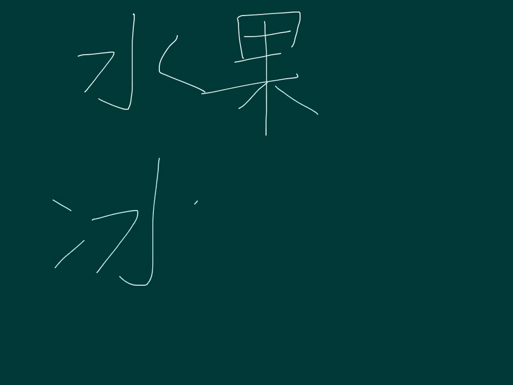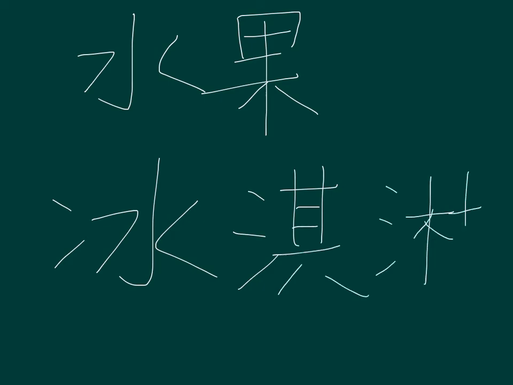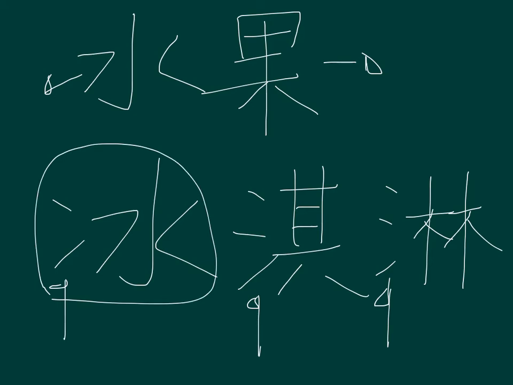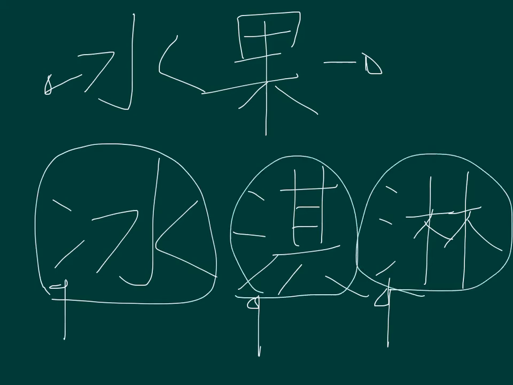And also we have 水果, 冰淇淋. So this is the water, this is fruit, water fruit, just the fruits in general. This 冰淇淋 has lots of water radicals. You might find that in the first character there are only 2 dots, and the second and third water radicals have 3 dots. For the water radical, they have different forms, either this or this or this.